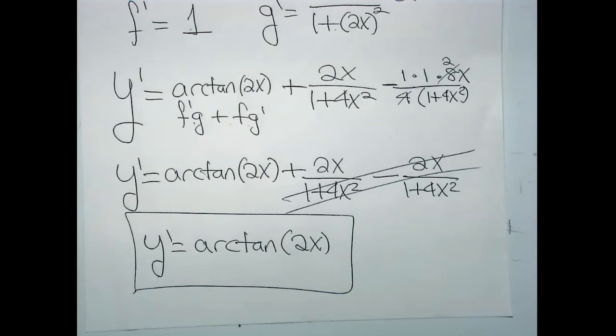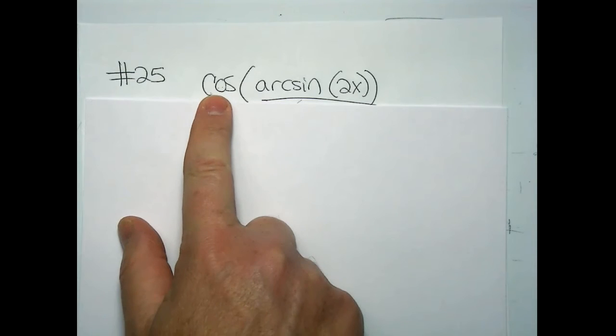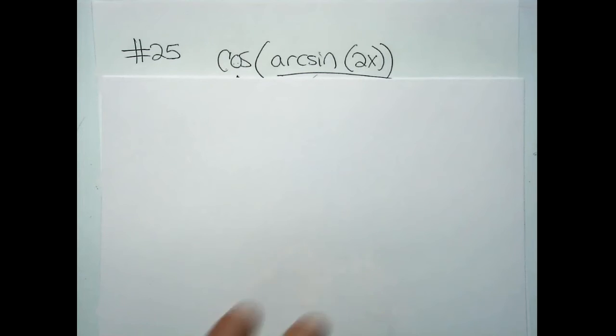Let's take a look at another aspect of the inverse trig function, one that does not require calculus. Problem 25. Problem 25 says, can you calculate the cosine of the arcsine of 2x, and can you do it without using a trig function? So we're not supposed to use sine, cosine, tangent, arcsine, arccosine, arctangent, none of our trig functions. Can I rewrite that using just an algebraic expression? And the answer is yes, we can, and here's how we do that.